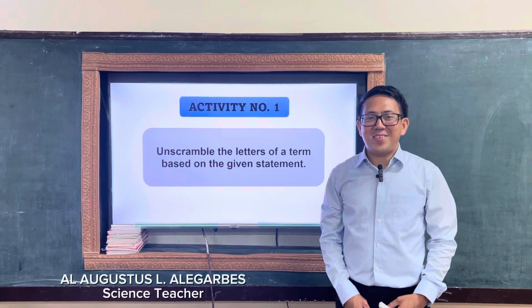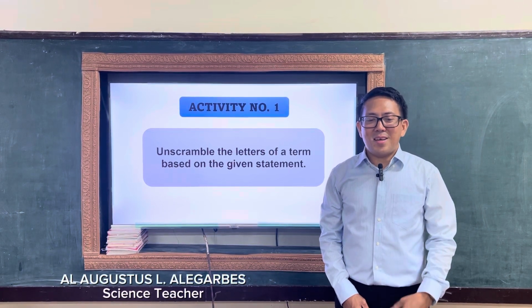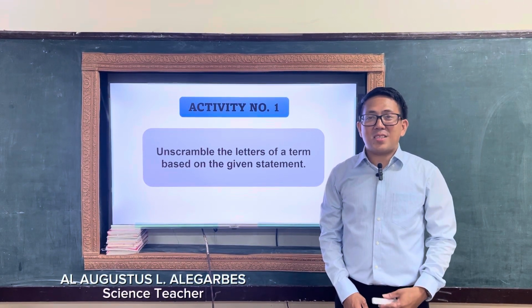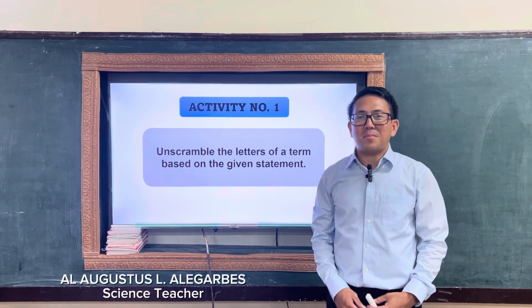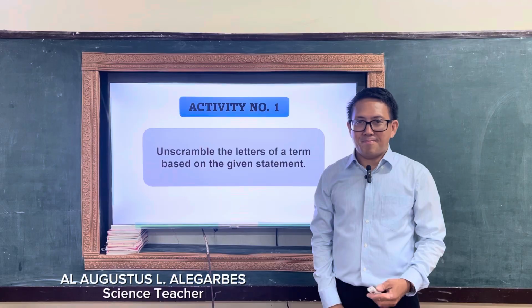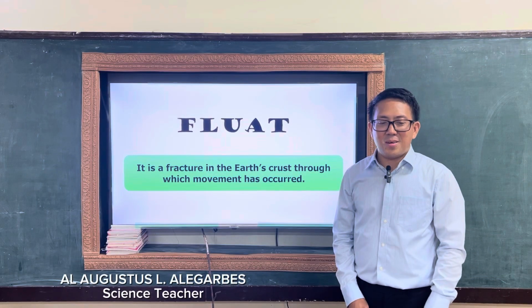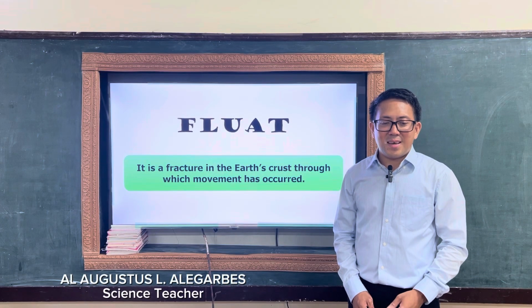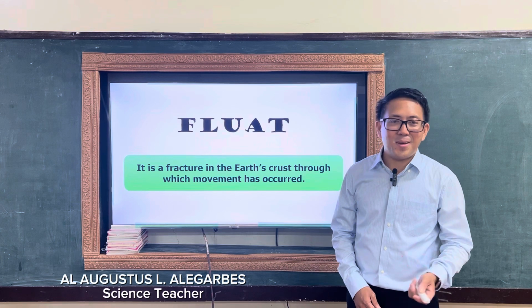For our first activity, you are going to unscramble the letters of a term based on the given statement. I will read the statement first, and after that, you can raise your hand if you want to answer. Number one, it is a fracture in the Earth's crust through which movement has occurred. Stephen, would you like to answer?